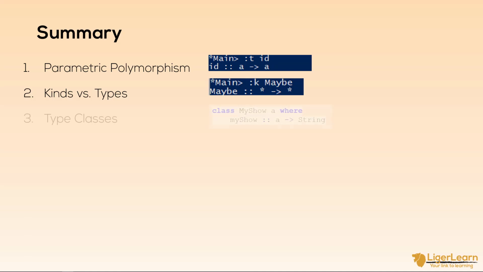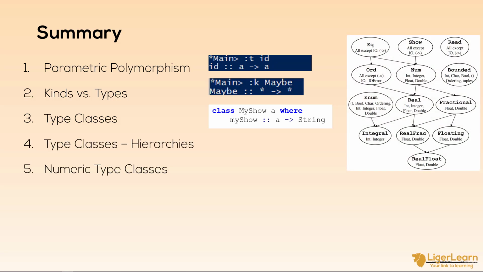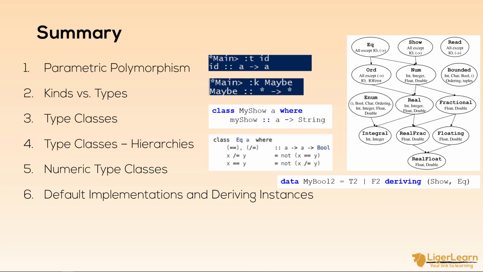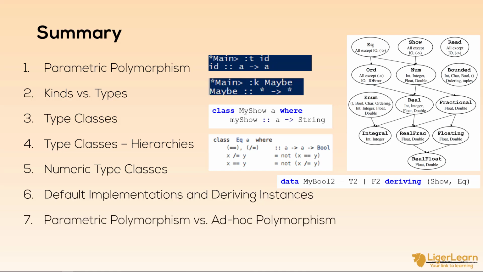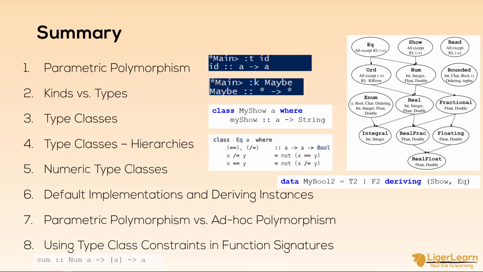And then we explored type classes and saw how we could define them along with instances of them for specific types. Afterwards, we saw the type class hierarchy that is present within the Prelude and specifically focused on exploring the numeric type classes. Then we looked at providing default implementations for functions within a type class as well as automatically deriving instances. We then compared the two main types of polymorphism which we have learned about, parametric and ad-hoc. Finally, we ended with some fun exercises to see how we can use type class constraints in function signatures.